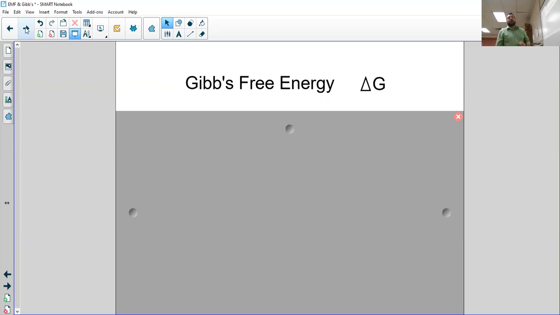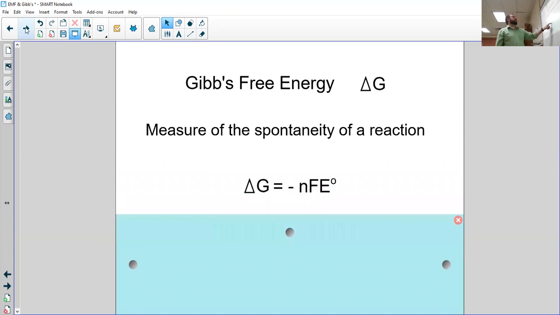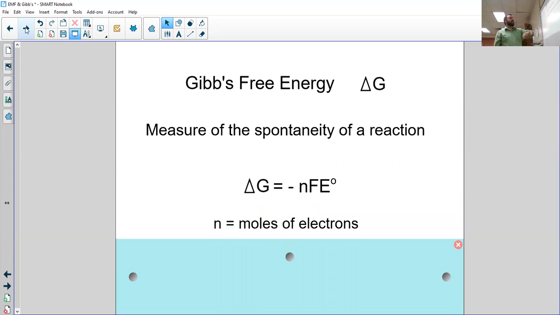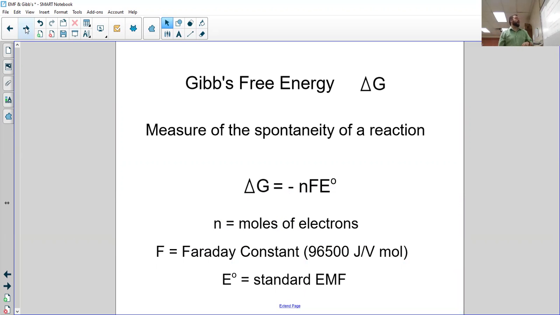Next, we have Gibbs free energy. You guys have seen this before. It's delta G. That's what that triangle is, delta G. It's the change in G, Gibbs free energy. It's the measure of the spontaneity of a reaction, so how spontaneous the reaction is. We have our equation, delta G equals negative N times F times E naught. We know that N is the number of moles of electrons in our equation. F is Faraday's constant, 96,500 joules per volt mole. And then E naught is equal to our standard EMF.